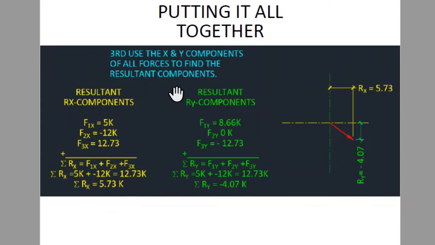And the same applies to the Ry components. We can sum up all the Fy force components and find that the sum of the resultant y components is equal to negative 4.07. And the next thing to do is to graph our resultant by using Rx equal to 5.73 and Ry equal to negative 4.07.